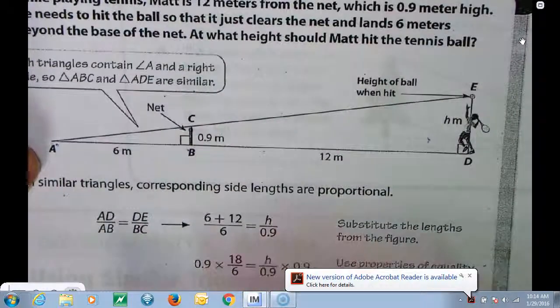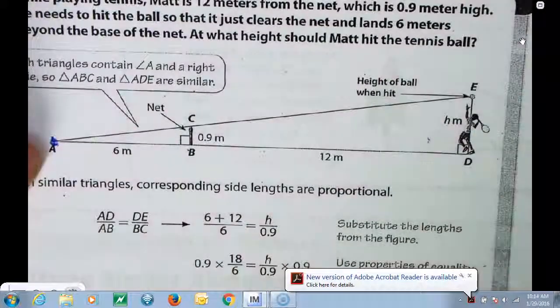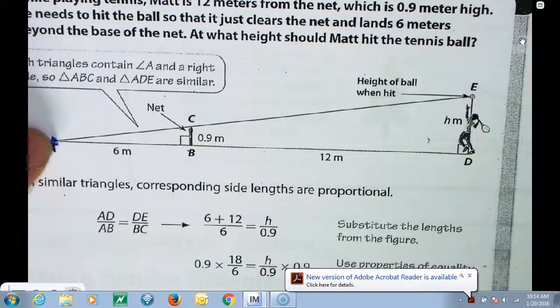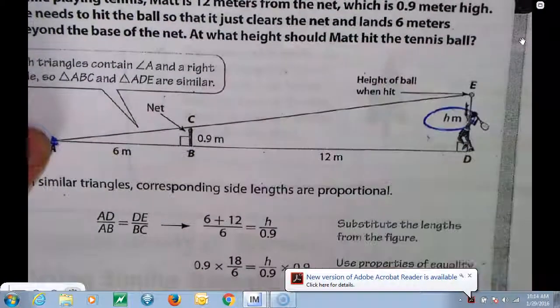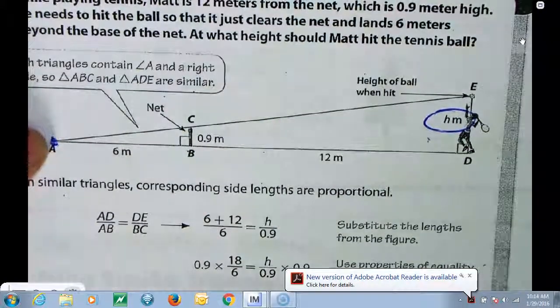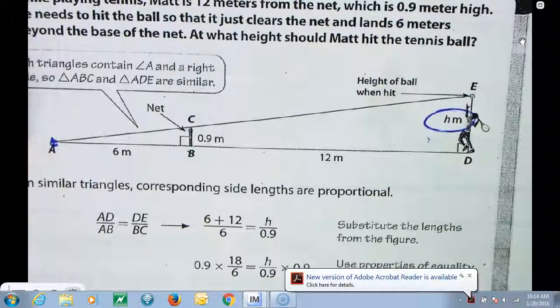Beyond means past. So here's A right there. There's where the ball hits. At what height should Matt hit the tennis ball? Everybody go circle the H. That's what we're trying to find out. Always circle what you're trying to find out.